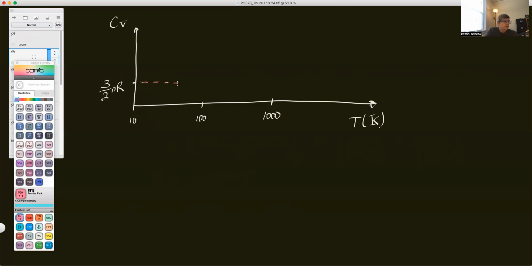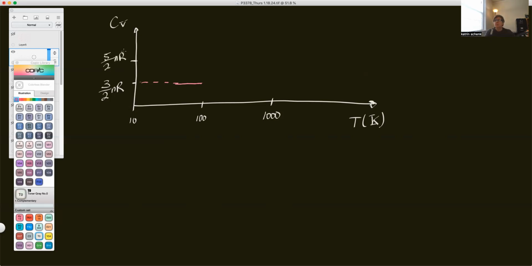Okay. But even all the way up to 100, right? You're just not accessing anything else. So the CV is what you would predict for only having translational modes. This is what I was talking about before about being frozen out, right? Some modes, some energy types are frozen out, meaning it's too cold for them to be excited and be able to access those modes of energy. And so let's put in 5 halves.